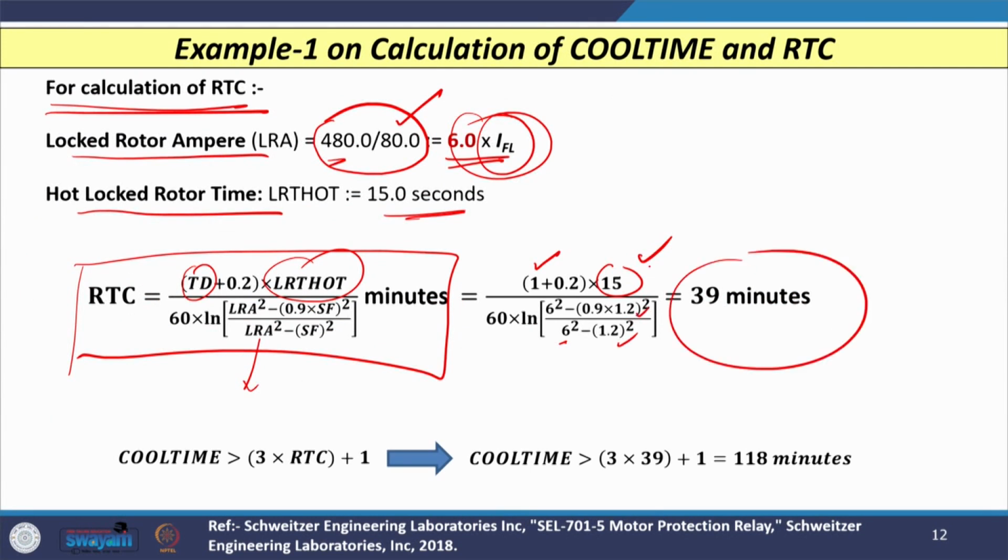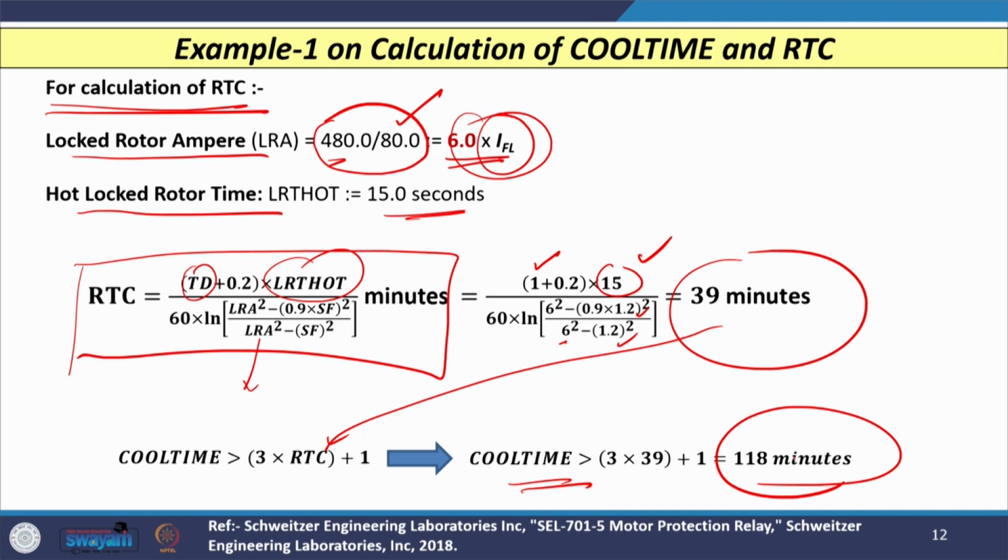If you calculate this, then you will get the value of RTC as 39 minutes. Based on this value, if you use it in the cool time calculation of the motor, then the cool time of the motor is always greater than 3 times RTC plus 1. So, your cool time should be greater than 118 minutes. This is a sample calculation; the data and the actual answer may change, but it shows how the digital relay can calculate the value of RTC and cool time if the data of induction motors are available.